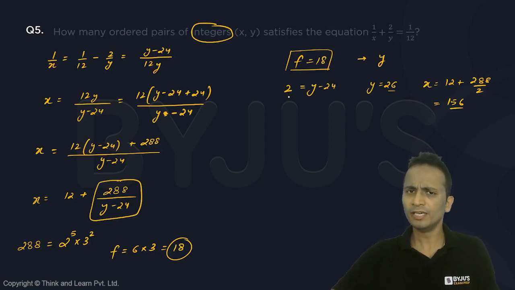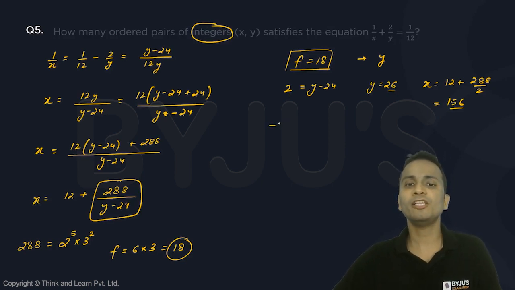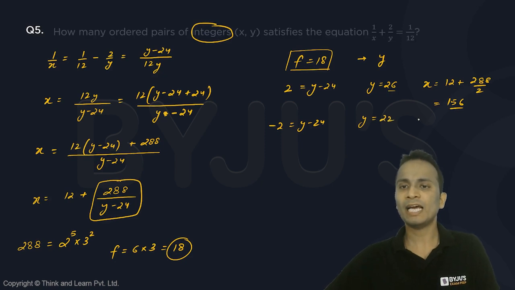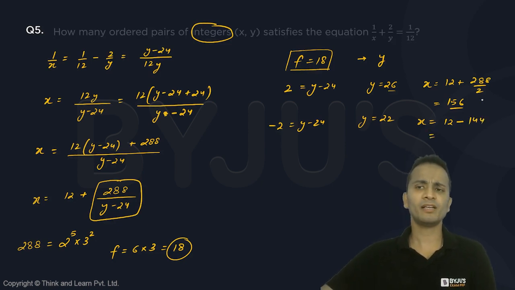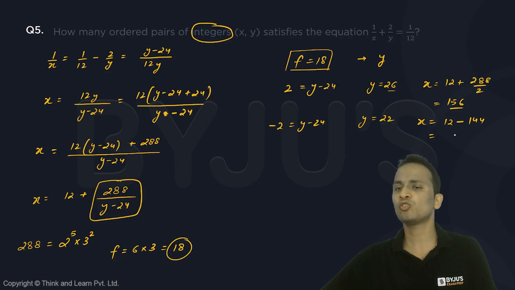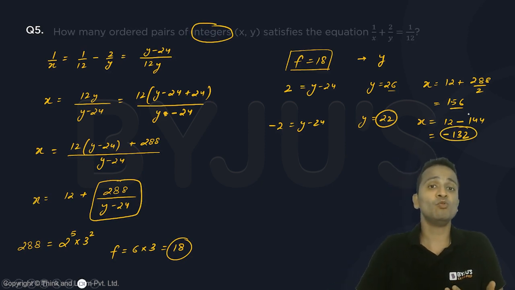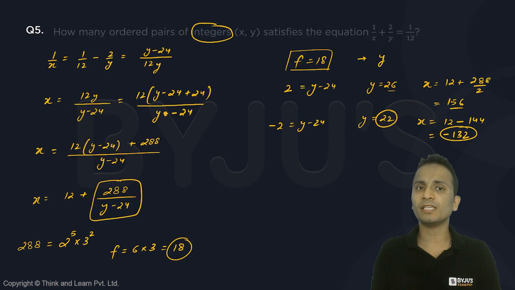So these are the values of x and y corresponding to when I consider the positive factor, that is plus 2. Okay, but if I consider the negative factor, minus 2 is equal to y minus 24. So the value of y will be 24 minus 2, that is 22. And correspondingly, the value of x will be 12 minus 144, all right, denominator will be minus 2. That will give me 12 minus 144, minus 132. So 22 is the value of y and minus 132 is the value of x. Again, this solution should be considered because I'm looking at the integral solutions for this equation.